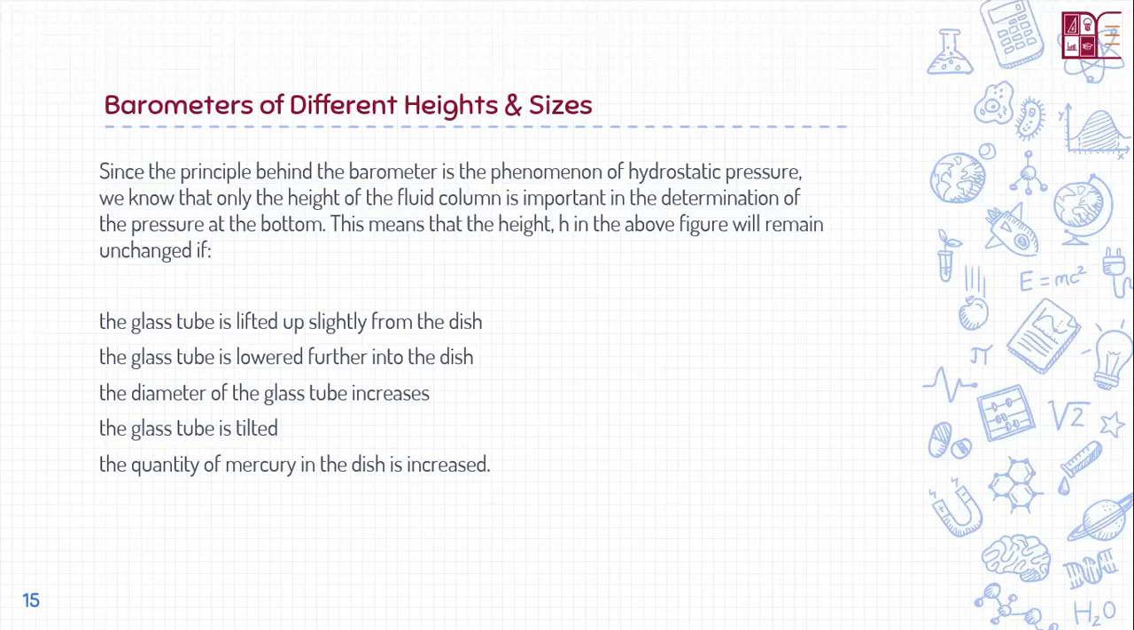So the height remains unchanged if the glass tube is lifted up slightly from the dish, if the glass tube is lowered further into the dish, if the diameter of the glass tube increases, if the glass tube is tilted, or if the quantity of mercury in the dish is increased. All of this does not change the height and would still give you the same pressure.